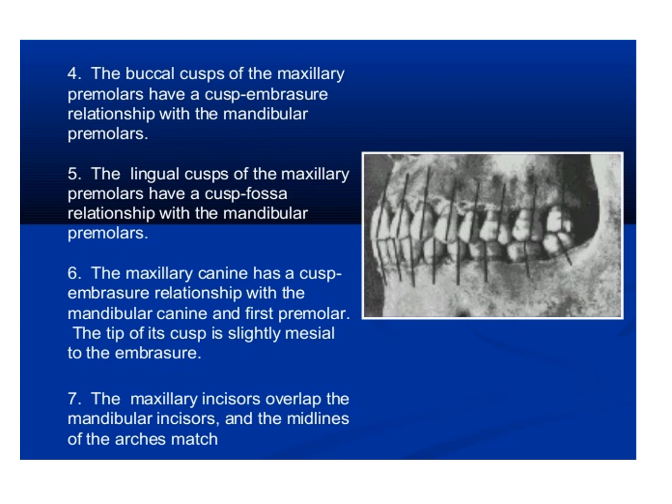So this is talking about your premolars. This is about the buccal cusp. Moving on to the lingual cusp. The lingual cusp of the maxillary premolars have a cusp-fossa relationship with the mandibular premolars. The maxillary canine has a cusp-embrasure relation with the mandibular canine and the first premolar. So the canine has a relation with your mandibular canine and your first premolar. The maxillary incisors overlap the mandibular incisors and the midline of the arch.